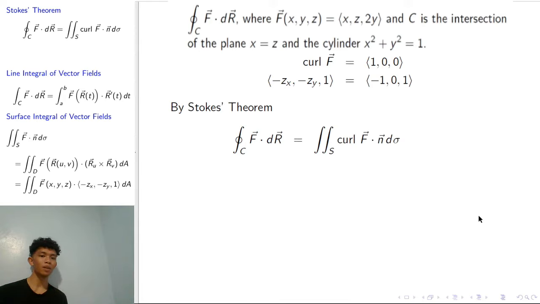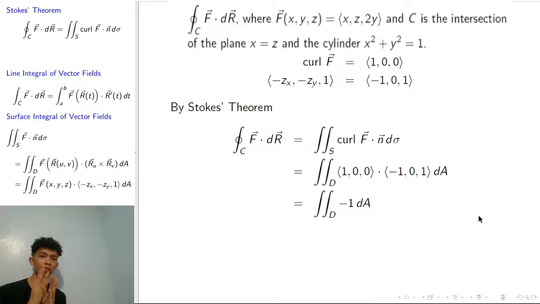By Stokes' theorem, we can therefore write it as the dot product of the curl of your vector field f and your normal vector, which is just given by 1, 0, 0 and negative 1, 0, 1. If you take the dot product, that is just negative 1. Now, D here is the projection of your surface bounded by the curve of intersection onto the xy plane. But as we all know, that surface is bounded by x squared plus y squared equal to 1, the cylinder. So the projection is essentially the circle centered at the origin of radius 1 on the xy plane. So you'll just have x squared plus y squared equal to 1 when z equal to 0 as your D here.